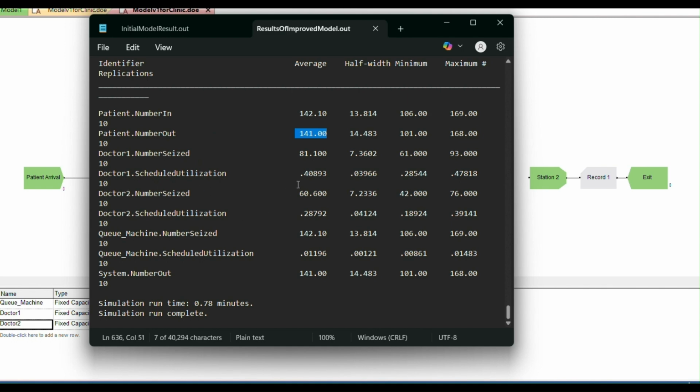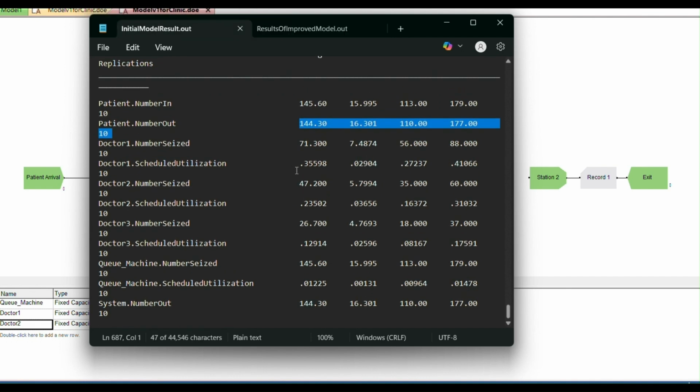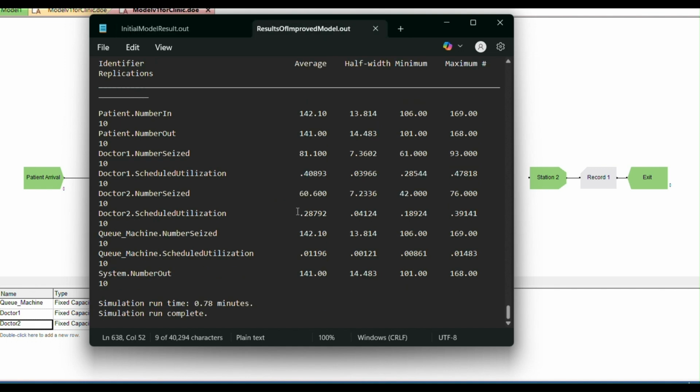And let's check utilization. For Dr. 1, 40%, and for Dr. 2, 28%. And Dr. 3, as I told you, is removed. Let's check here. Dr. 1 utilization is nearly 41%. And for Dr. 1 here the utilization is 35, it is being more. And Dr. 2, 23, and here it is being 28.